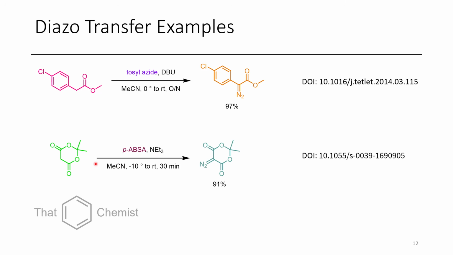So another example is the treatment of Meldrum's acid with this 4-acetamido version of the sulfonyl azide with triethylamine, and this is able to be cleanly converted in 30 minutes.